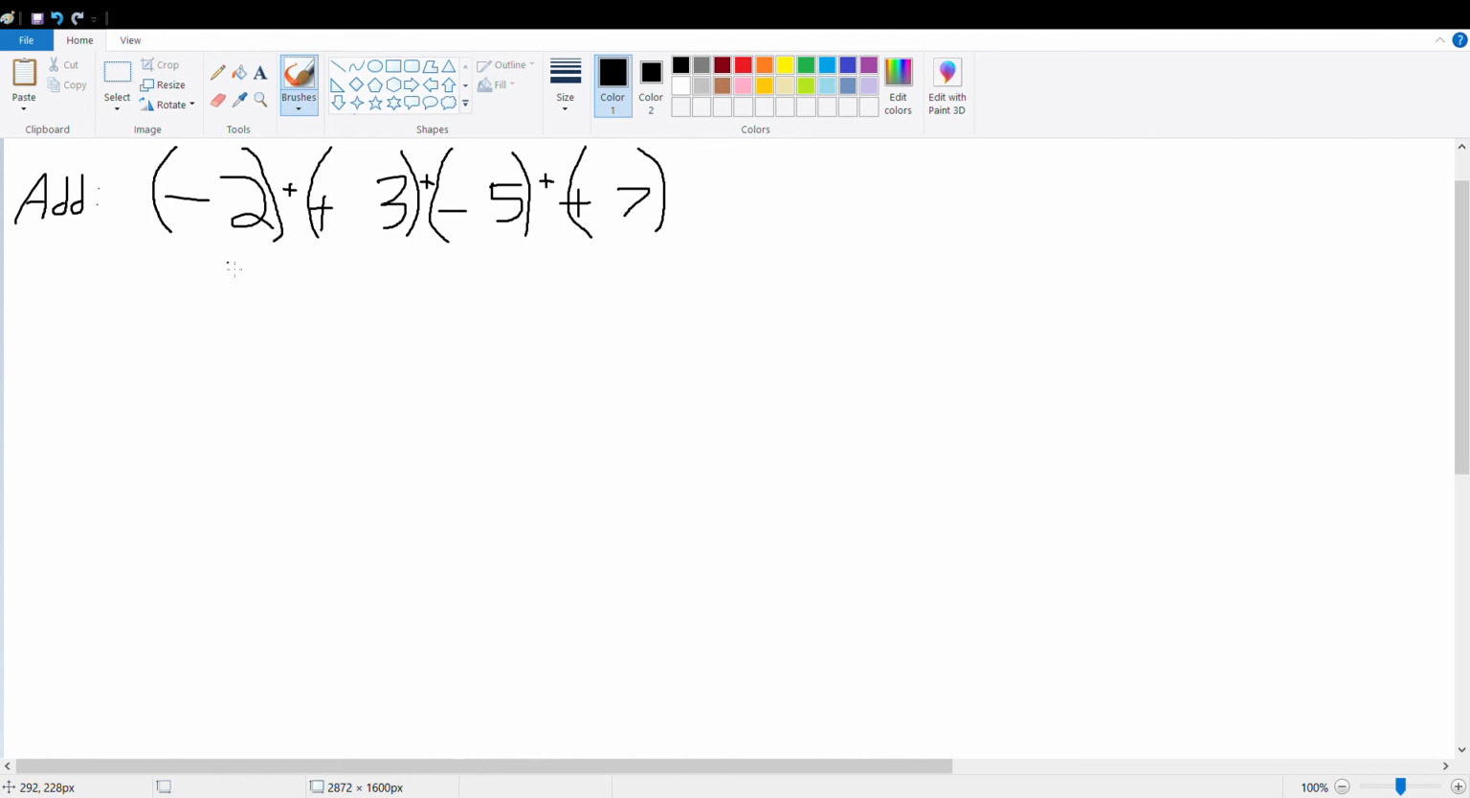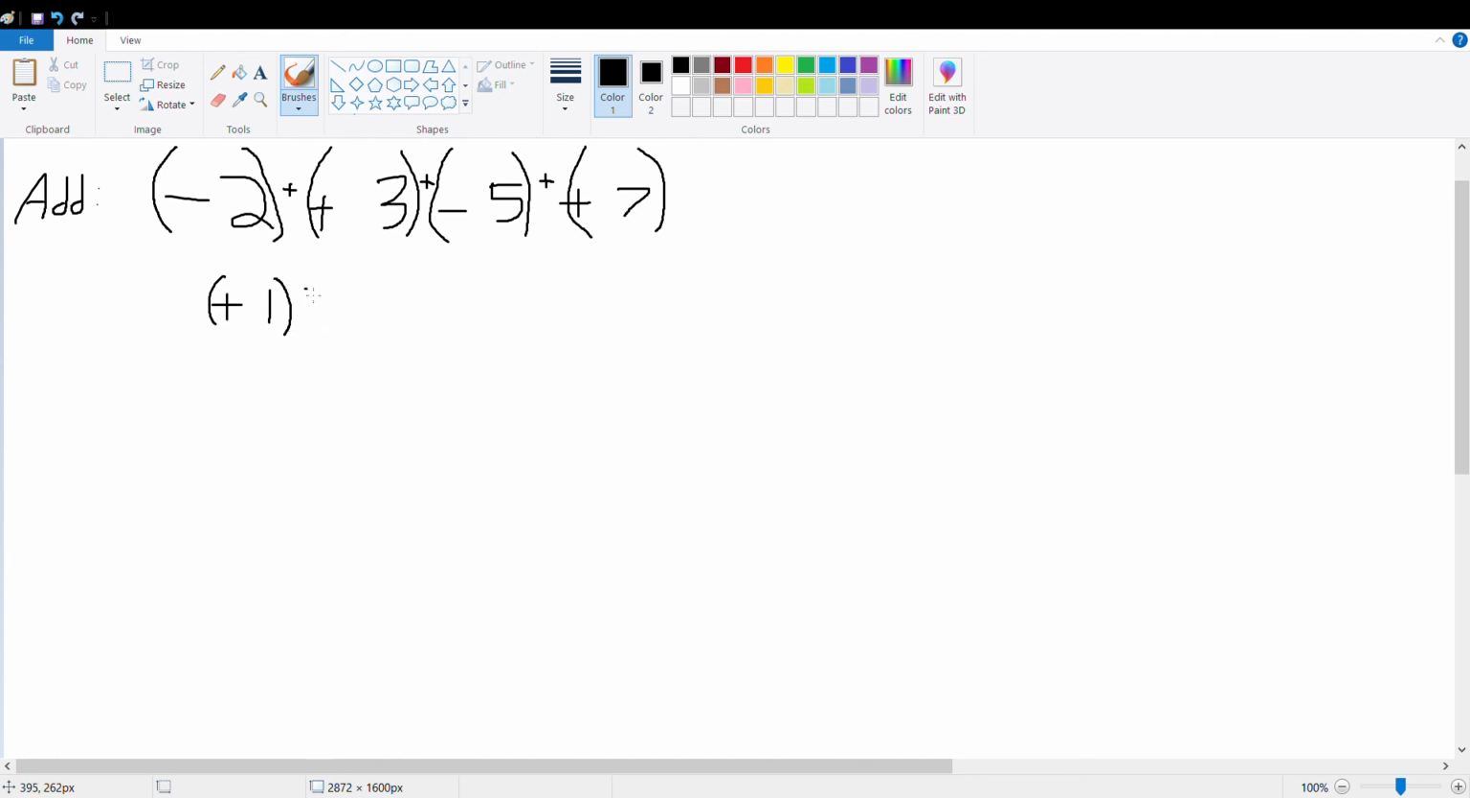So negative 2 plus positive 3, the positive sign is bigger, so we're going to write a plus sign. And since they're different, negative 2 and positive 3, the signs are different, we're going to take the difference. So 3 minus 2, the difference is 1. So our answer there is positive 1.